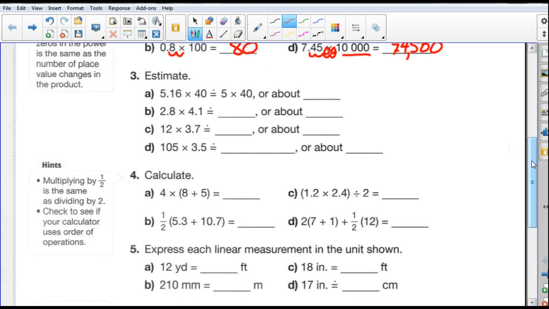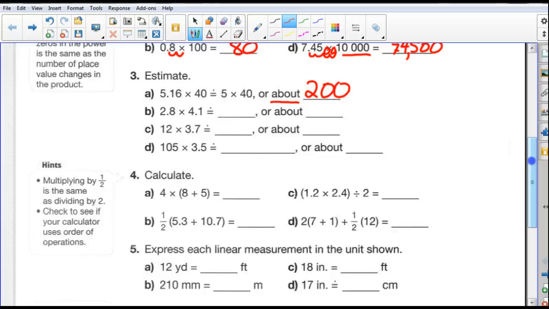When we're talking about area, sometimes we just need to estimate. So there's a little trick to estimating. 5.16 times 40, well, we can round the 5.16 down to 5, multiply that by 40, and it says about, so our answer is not going to be exact unless we use our calculator. So 5 times 40 is 200. It'll be a little bit more than 200, but it's approximately 200.